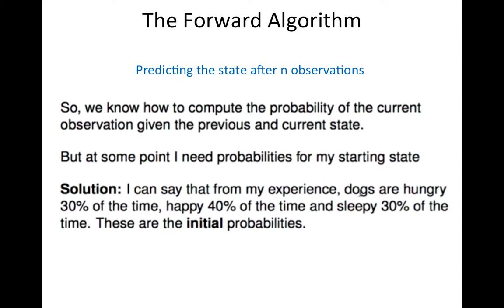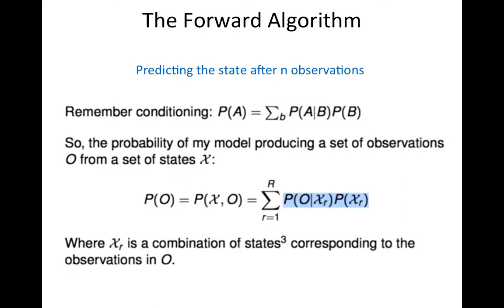For that, you may have to have some prior knowledge. This is where the prior comes in, and you can say from experience that dogs are hungry 30% of the time, happy 40%, and sleepy 30% of the time. These initial probabilities can also be simulated. You can try to fit several of these initial values and then see how it performs.